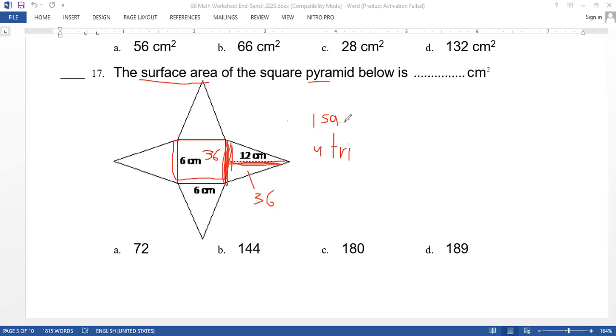So the square is 36, and 1 triangle is 36. I want 4 triangles, which means 36 multiply 4 equals 144, plus 36, which is the area of the square, equals 180.